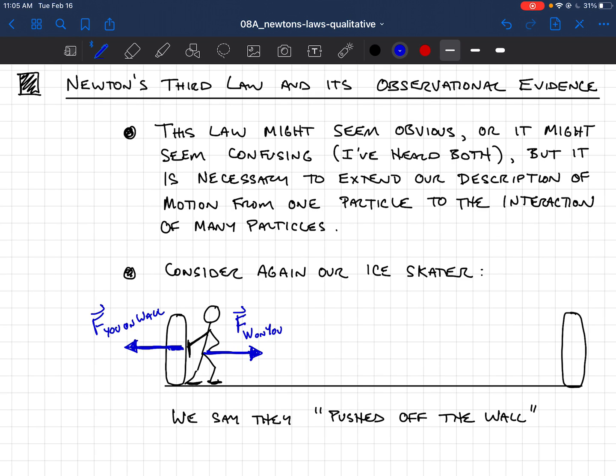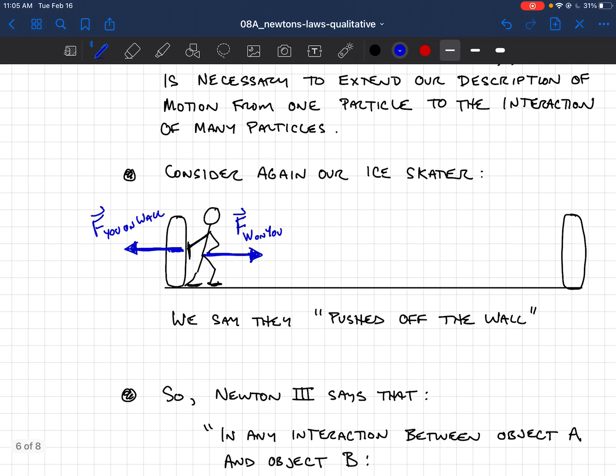And what Newton's third law says is that those forces are equal in magnitude but opposite in direction. Or you could say it more simply, those forces are opposites of one another. So when we say you pushed off the wall, or the skater pushed off the wall, what we mean is you pushed on the wall, you caused a force of you on the wall, and because of Newton's third law, there was an equal magnitude force of the wall on you. And that's the thing that caused you to move to the right.